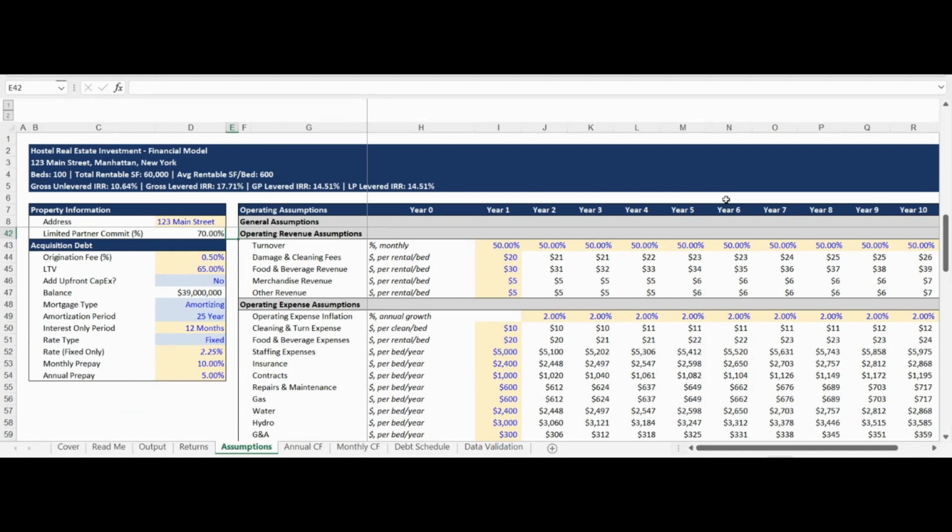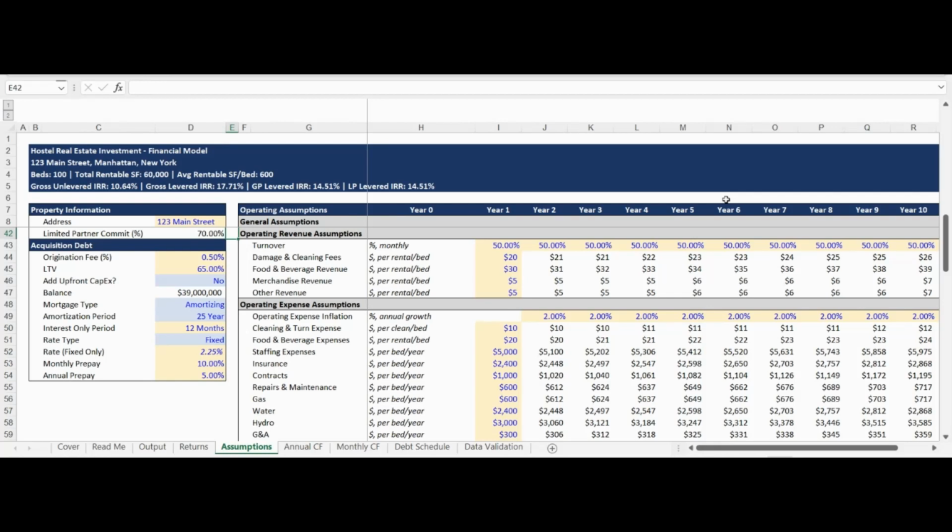Operating revenue assumptions are available for income not related to the hotel unit rental. The first assumption is for turnover, which drives damage and cleaning fee income as well as cleaning and turn expenses. The turnover assumption can be interpreted as how long the typical renter stays in the hotel unit per rental. For example, the case study we are presenting uses a 50% turnover assumption, which can be interpreted as an average rental term of 2 days per rental. This would result in cleaning and turn expenses being incurred for half of the occupied rental days.